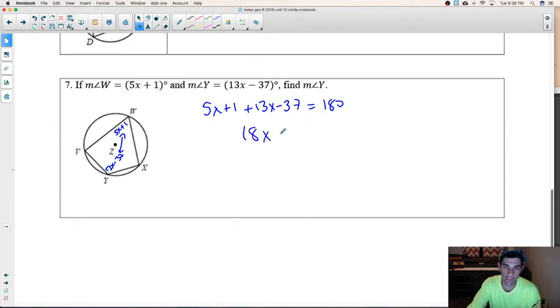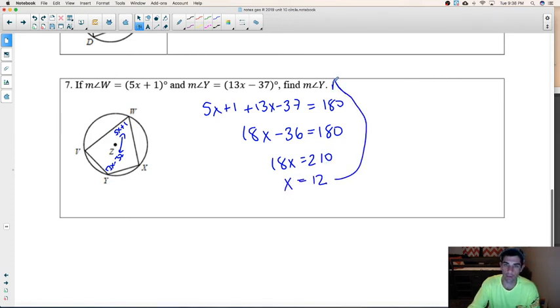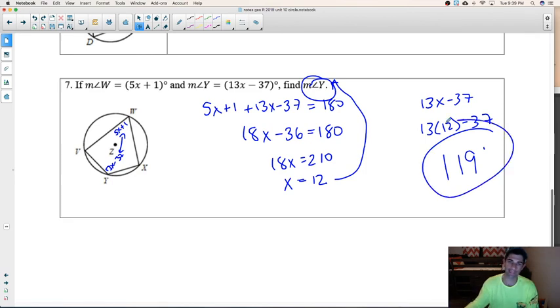So that's 18x minus 36 equals 180. So that's 18x equals 216. Just doing some math here, and that's going to give you 12. Just be careful, though. They didn't want x. They wanted y. They said y is 13x minus 37. So I'm going to do 13 times 12 minus 37, and the answer is 119 degrees.